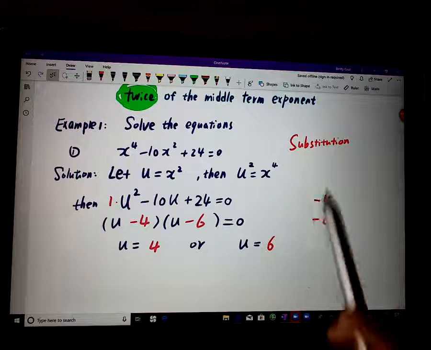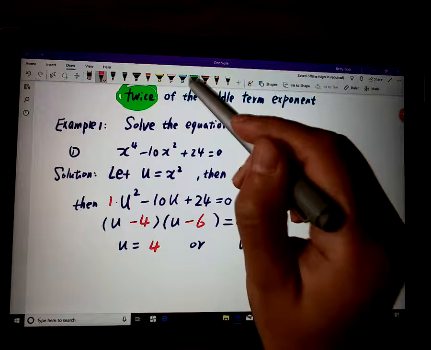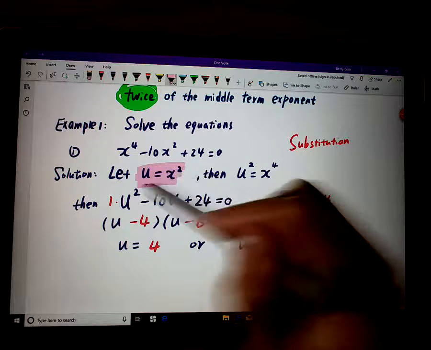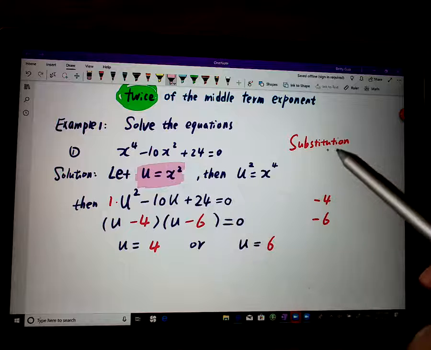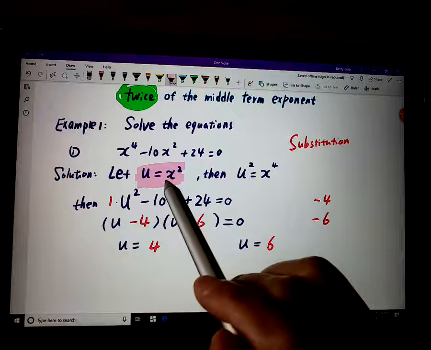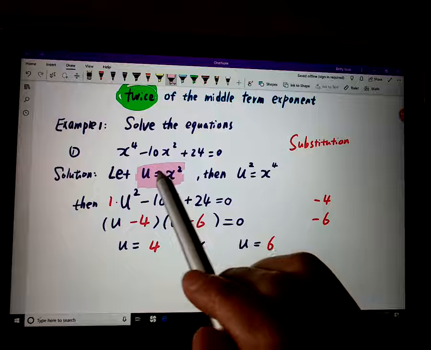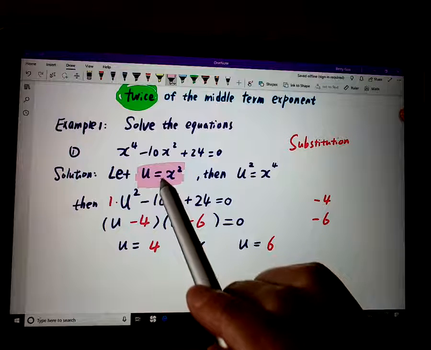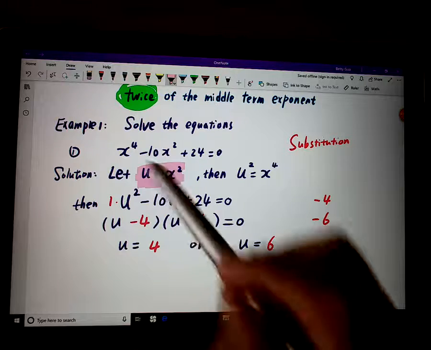So now we're gonna go back. We're gonna use the same substitution. This is the substitution. Let me pink it. U equals x squared. That's the substitution we use, right? Now we're going to use it again. Earlier, when we used it, we went from x to u. Now when we use it again, we're gonna go from u to x.